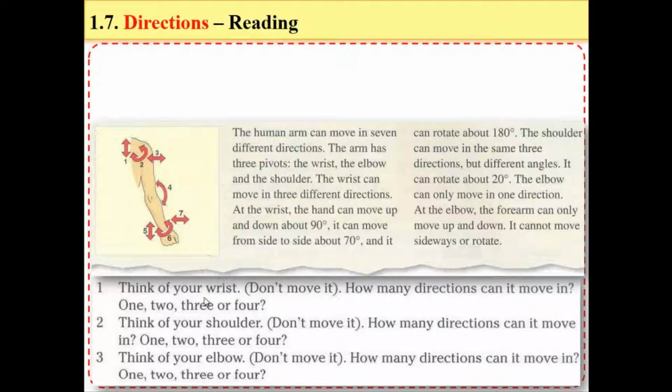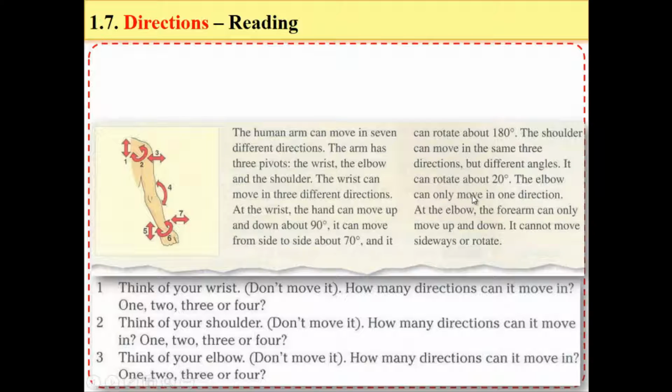And look at the pictures. The human arm can move in 7 different directions. The arm has 3 pivots: the wrist, the elbow, and the shoulder. The wrist can move in 3 different directions. At the wrist, the hand can move up and down about 90 degrees. It can move from side to side about 70 degrees. And it can rotate about 180 degrees. The shoulder can move in the same 3 directions, but at different angles. It can rotate about 20 degrees.